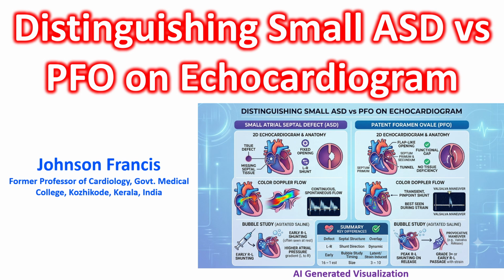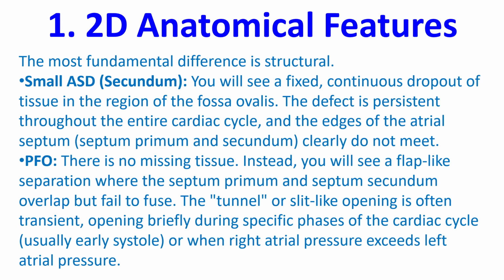Distinguishing a small atrial septal defect from a patent foramen ovale on an echocardiogram hinges on identifying whether there is a true anatomical deficiency of septal tissue or simply a failure of normal embryonic fusion. While transthoracic echocardiography can often identify these features, transesophageal echocardiography remains the gold standard for definitive anatomical assessment of the interatrial septum.